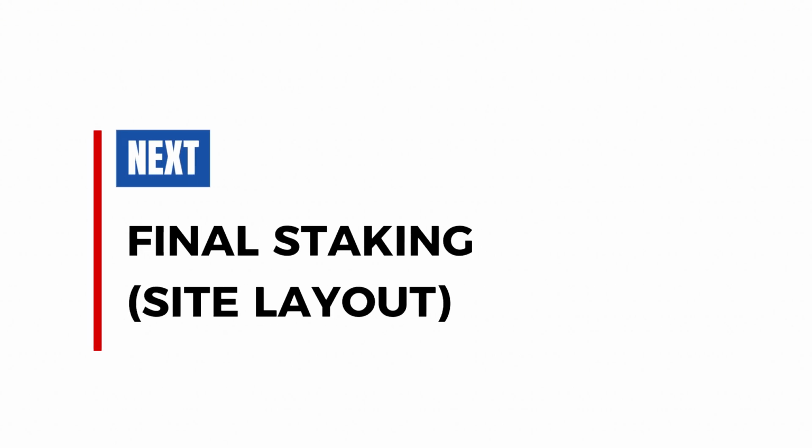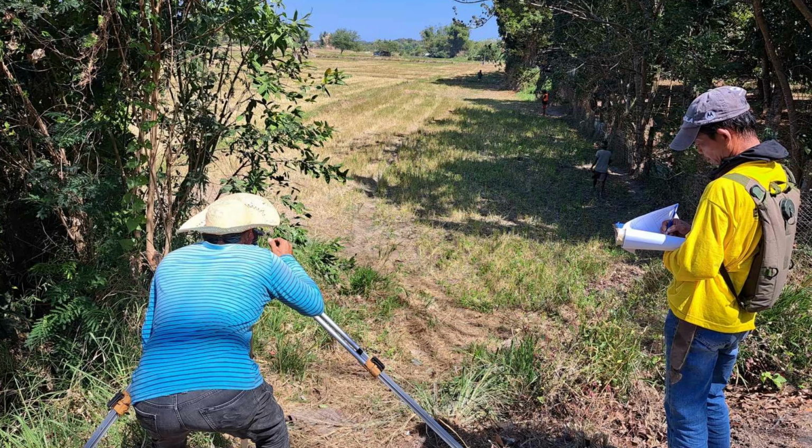Final staking. This activity involves the setting of the reference points in the form of construction grid lines and marking off the intake level. The reference point should be marked properly and should not be disturbed throughout the course of the construction.